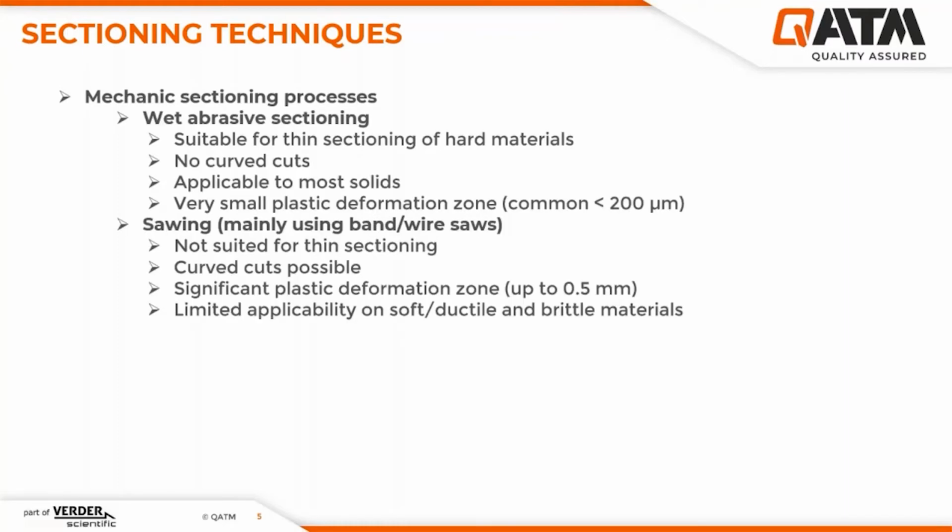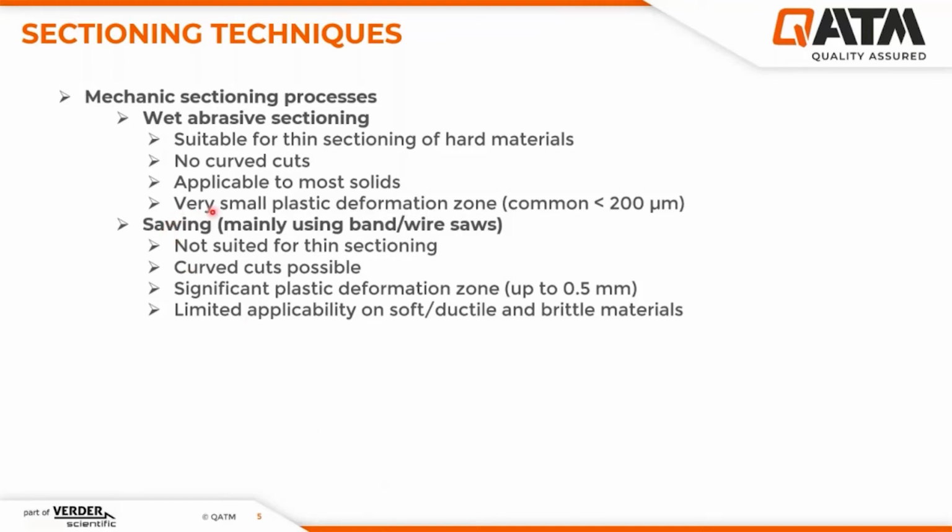So which sectioning techniques are present on the industrial and scientific market for the laboratory? At first, we have the mechanic sectioning processes, which are the most important ones. And wet abrasive sectioning is the most common of these techniques. It's suitable for the thin sectioning of hard materials and applicable to almost all solids. Some exceptions may be very soft polymers or rubber materials, but even there applications are possible.